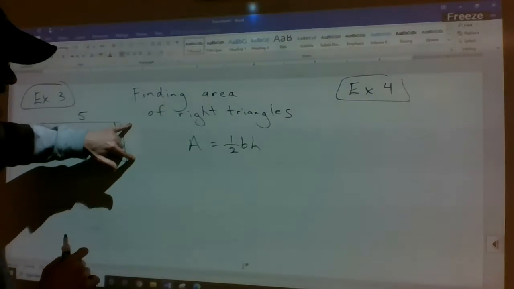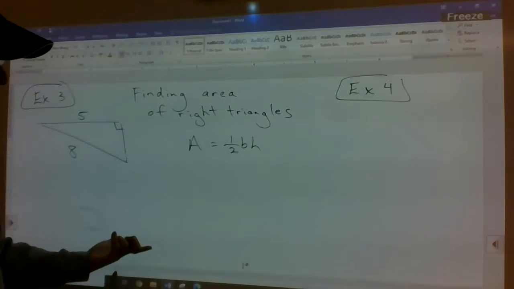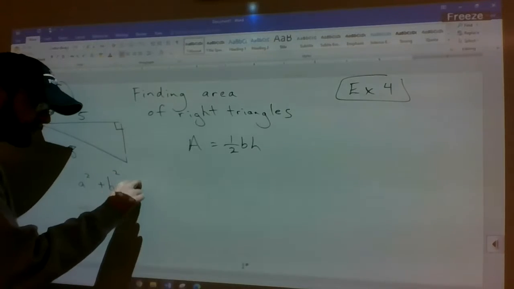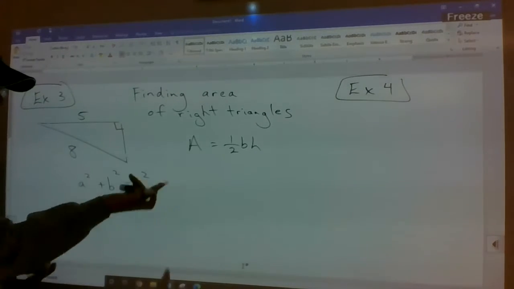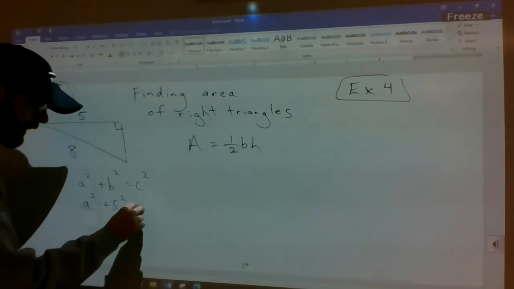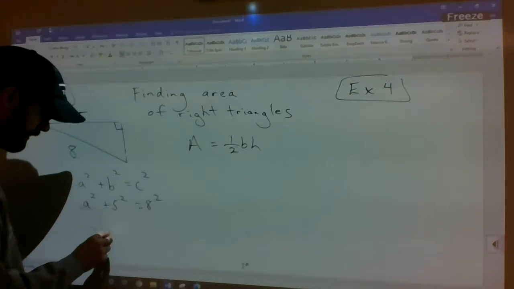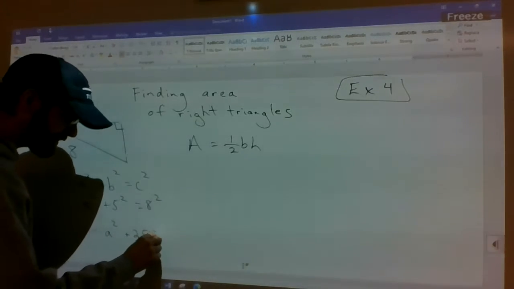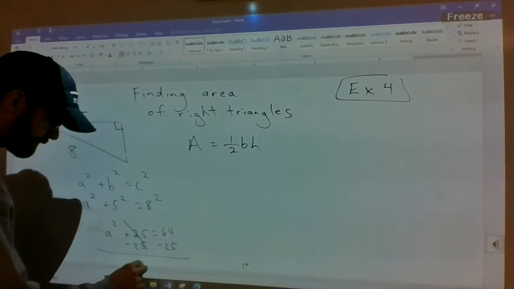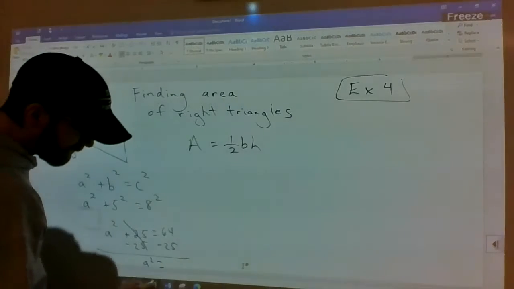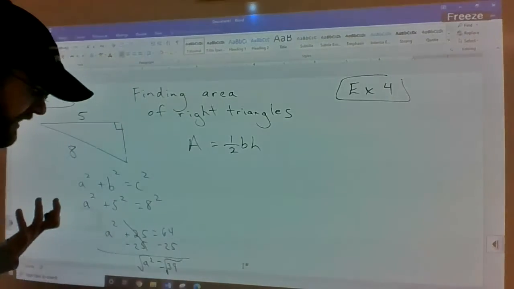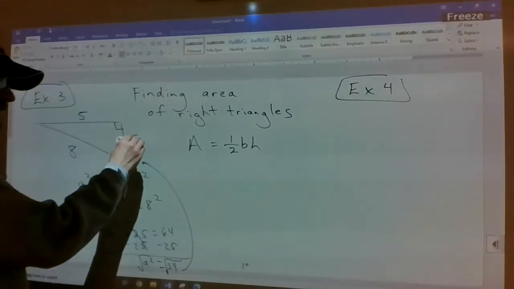So I need this side to be able to compute the area. So I first have to apply the Pythagorean theorem to find that unknown side. So a squared, we don't know what it is, I'll just leave it as the variable a. b squared is 5 squared, c squared is 8 squared. So a squared plus 25 equals 64. Do a couple calculations, and you get a squared equals 39. And root 39 ends up just being the square root of 3 times 13. Doesn't simplify any further. Root 39 goes here.